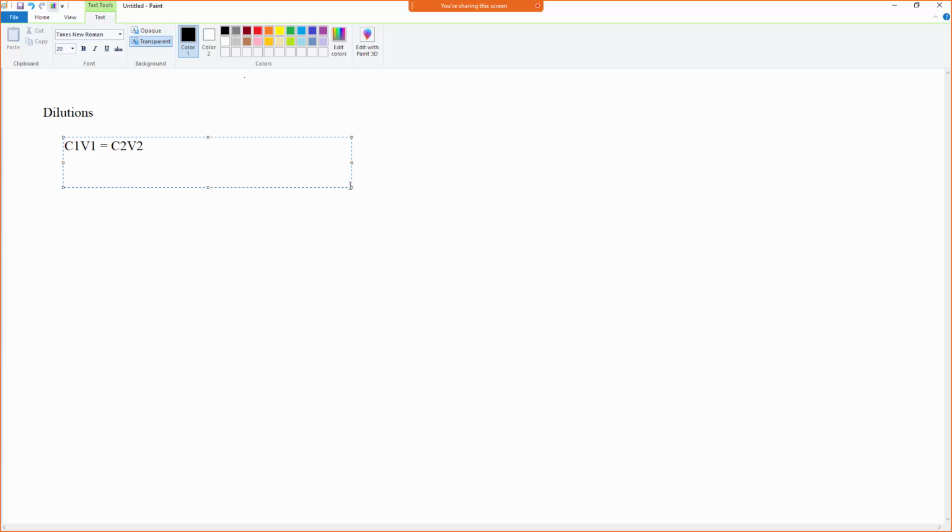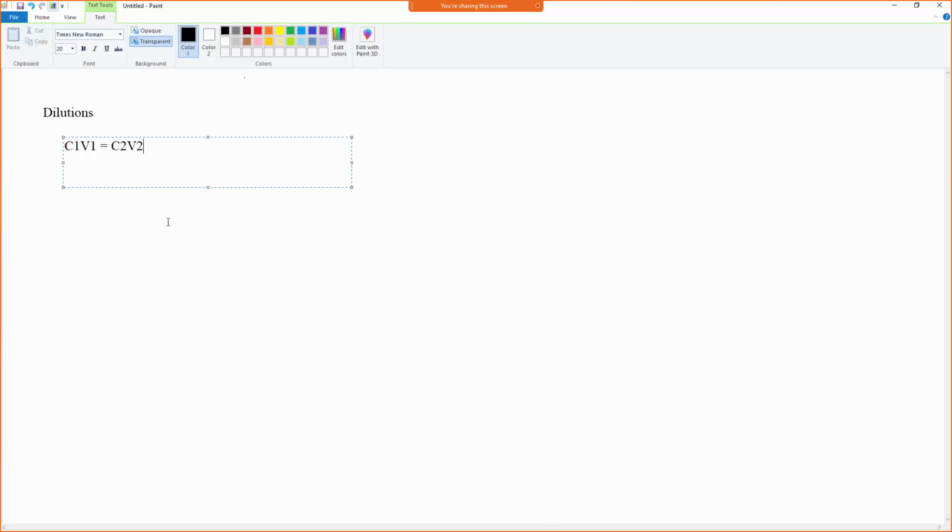Now I know in my lecture notes, I think I give it as M1V1 equals M2V2, where M is molarity. You can do it with molarity, but you can actually do it with any concentration unit. So you could do it with percentages, you can do it with parts per million. So long as you have the same concentration units on both sides, it totally works.